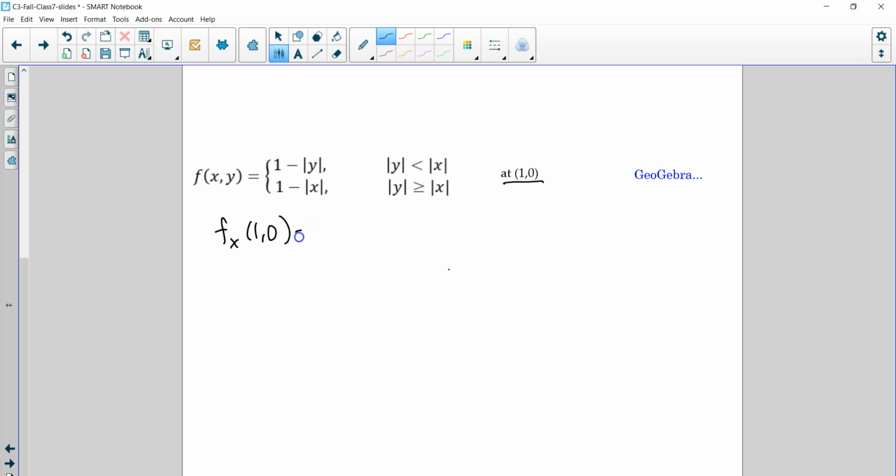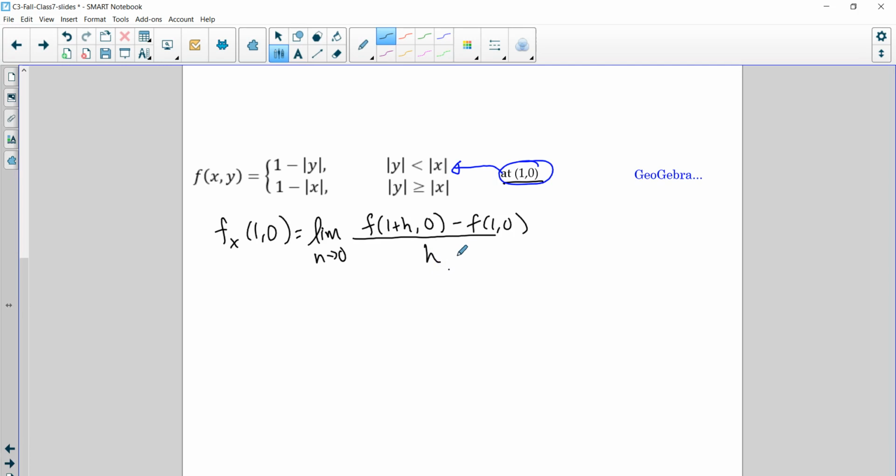Okay, so by definition this is going to be a limit as h approaches 0, and then I get numerator f of (1 plus h, 0) minus f of (1, 0). I should also note that this point, (1, 0), if I think about which branch of the piecewise function I'm going to be in, I'm going to be in that first one. Okay, and then I get that.